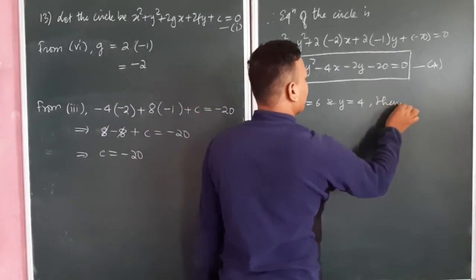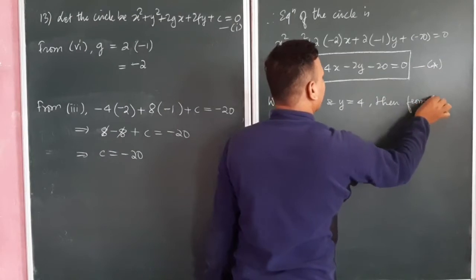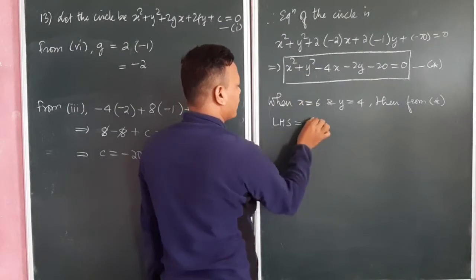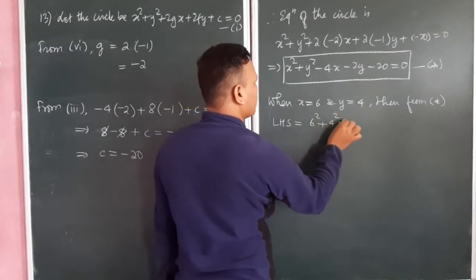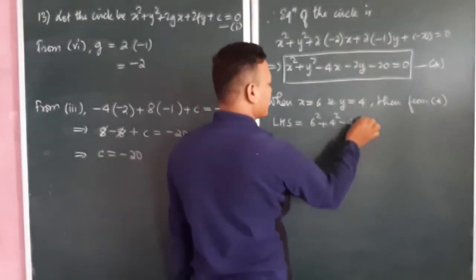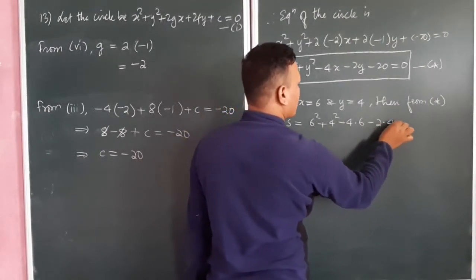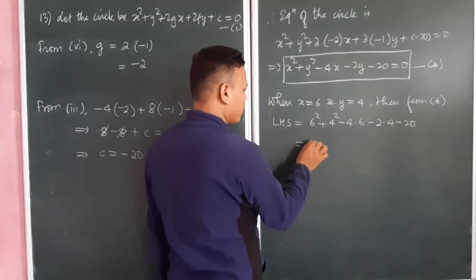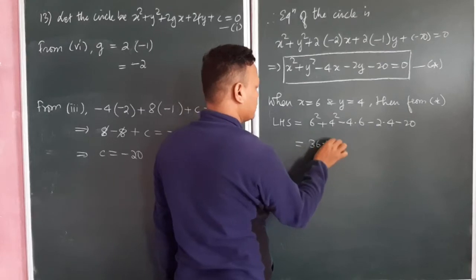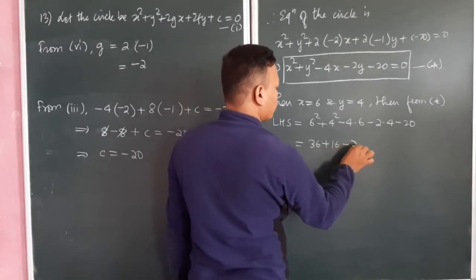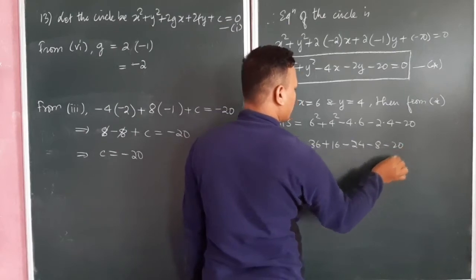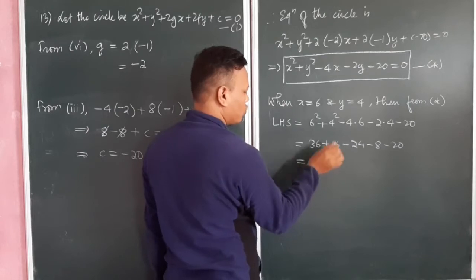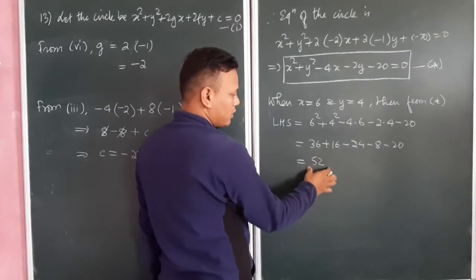Then from star, let us see what the left hand side is. So we have x square plus y square minus 4x minus 2y minus 20. Let's evaluate this and see whether we will get 0 or not. 6 square is 36 plus 16 minus 24 minus 8 minus 20. Let's add them up. 6 plus 6 is 12, carry over 1, so we get 52.